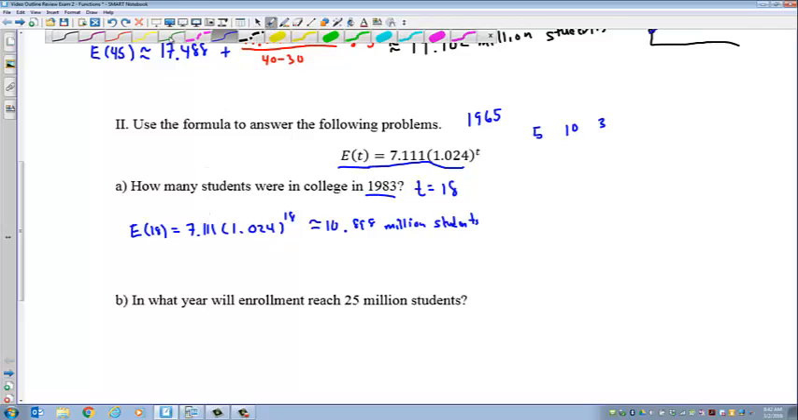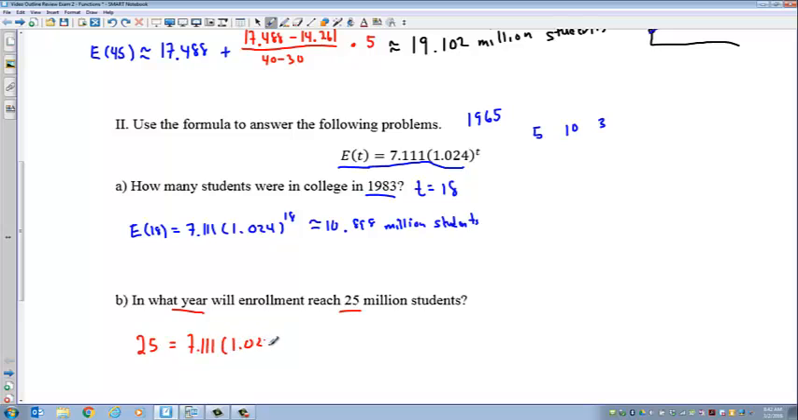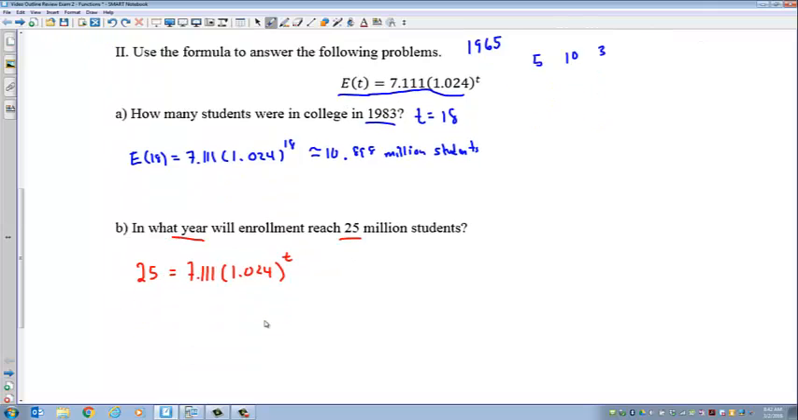Typically following an input question comes an output question. So, in what year will the enrollment reach 25 million students? Instead of plugging in for t, you're going to plug this in for this whole thing, E of t, which is the output. So we have 25 equal to, and on the right-hand side, you have the formula, 7.111 times 1.024 to the t. And this one's a little bit harder to do.